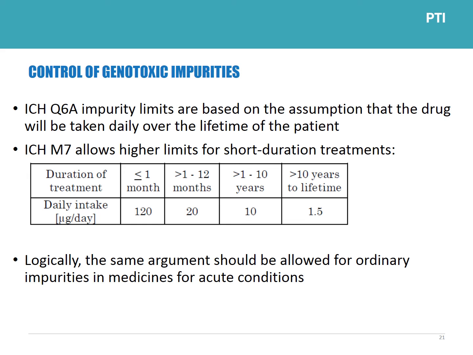Which leads on to an interesting point. If we can make this argument for genotoxic impurities on the basis of toxicological data, can we not do the same thing for ordinary impurities, where we're taking medicines for acute conditions over a much shorter period than the whole life dosing of the patient?